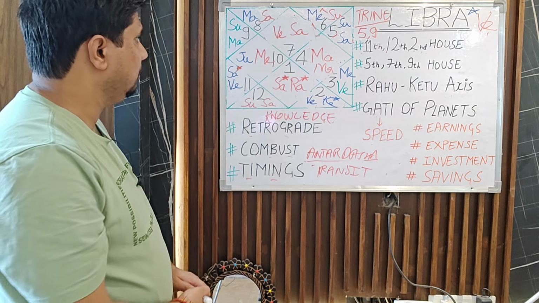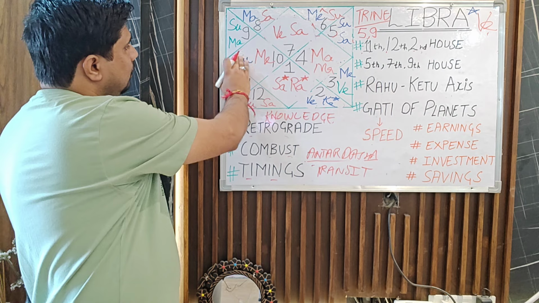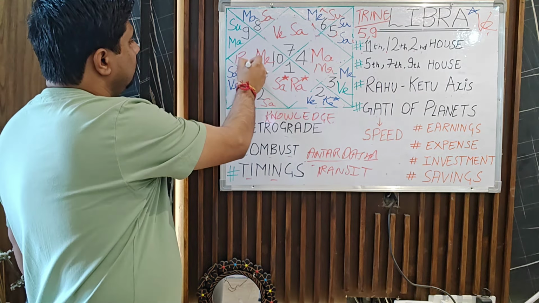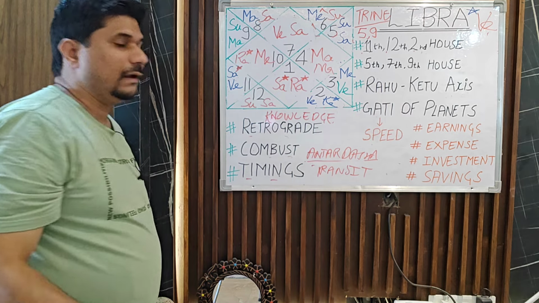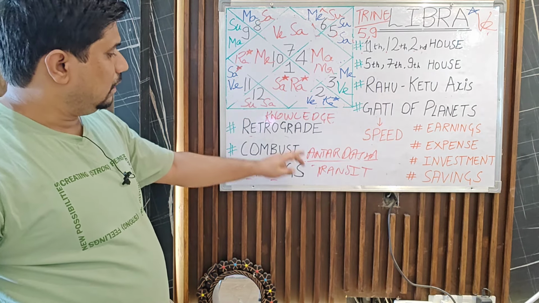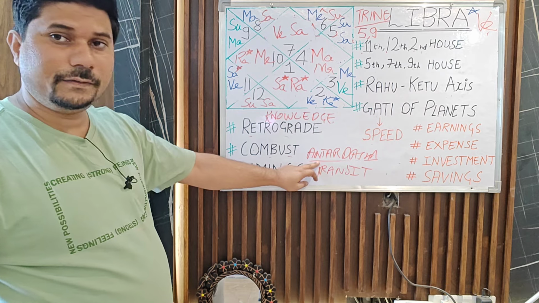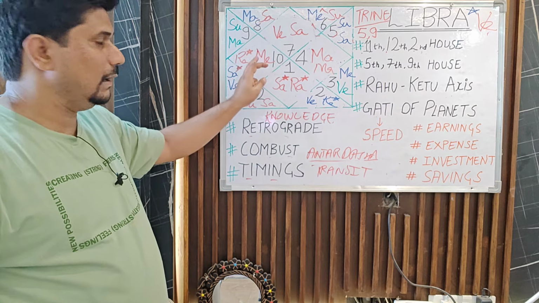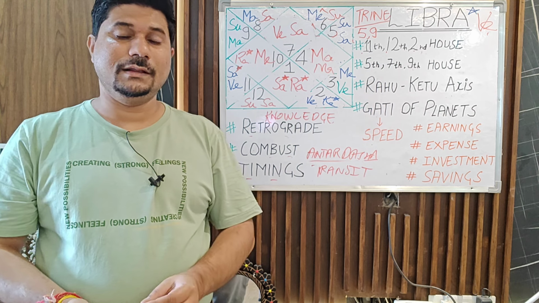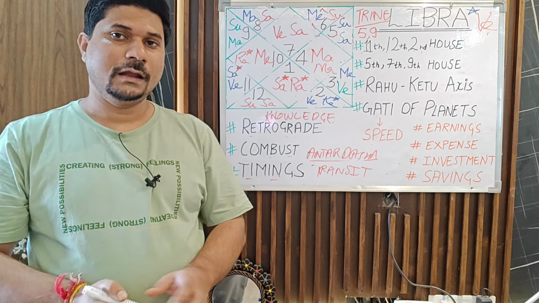Suppose you are going through Mercury Mahadasha and your Mercury is posited in the 4th house along with Rahu. So whenever you are running the Antardasha of that planet, and in the gochar the same planet is hitting that time frame, that is the exact time frame where the results are going to be happening.